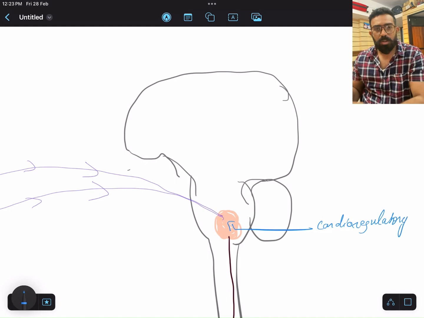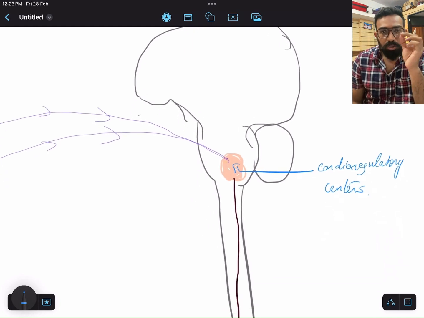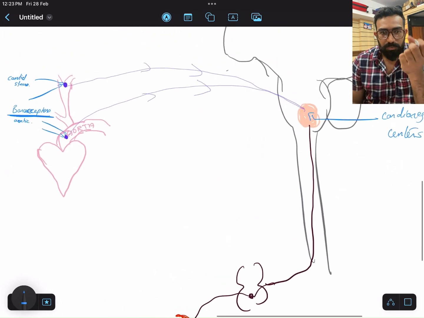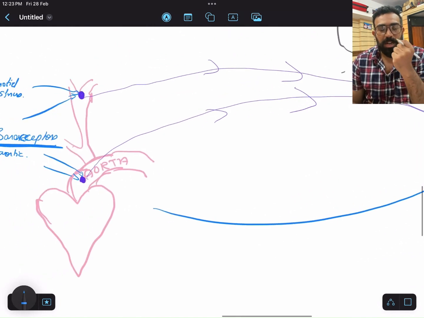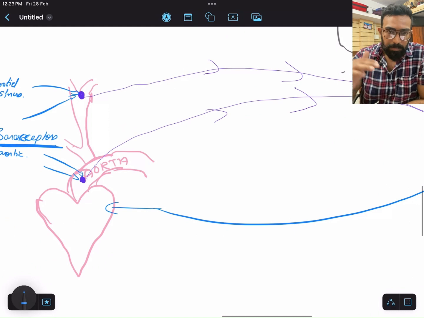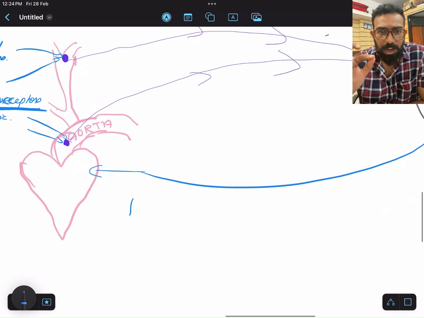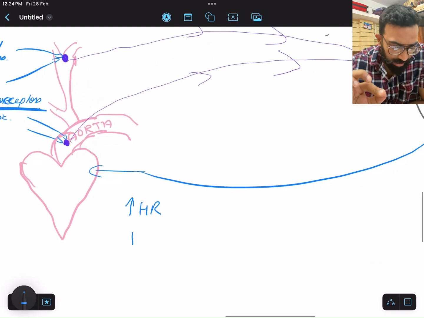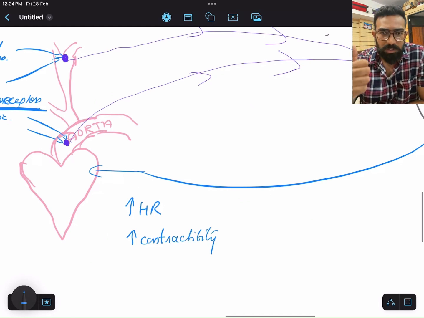stem. Now this center in the brain stem receives the signal, and to regulate the blood pressure and the blood which is coming back to the heart, it is going to send parasympathetic as well as sympathetic nerve fibers back to the heart. And it is going to increase the heart rate and increase the contractility of the heart. How is that going to happen?